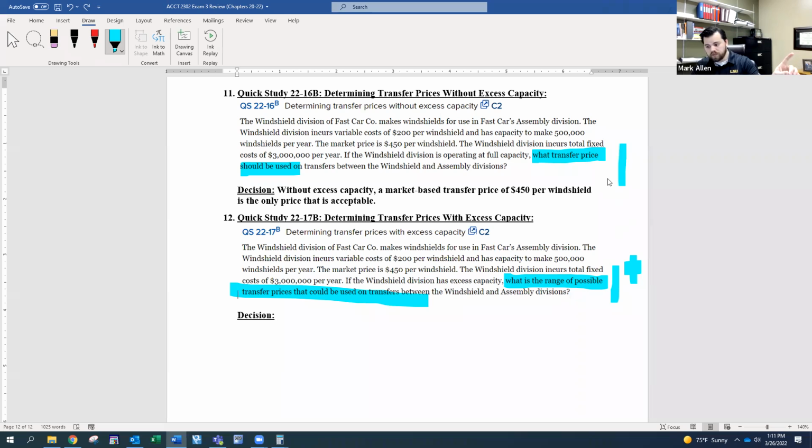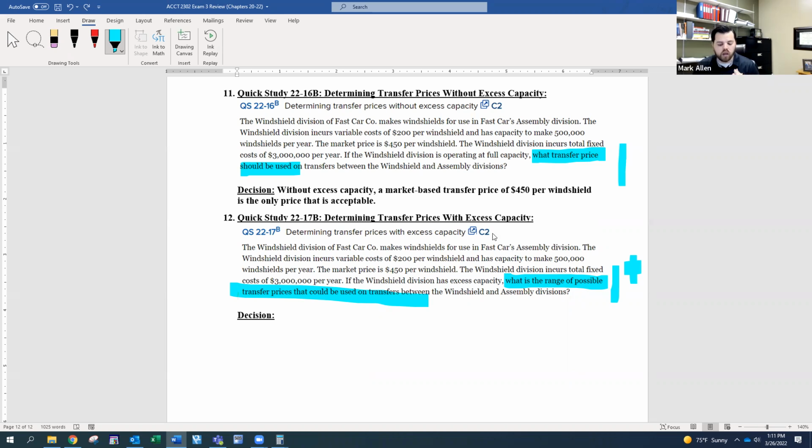The range is wrong. It can't be a range, it's one price. But here, we do actually get a range. And the question is, what's the bare minimum price I would be willing to accept if I were the person actually making the windshields? If I'm the windshield division, what is the absolute lowest price I would even consider selling this at?